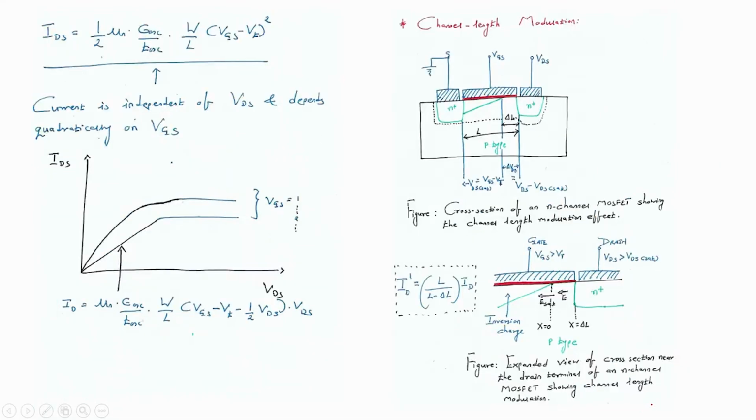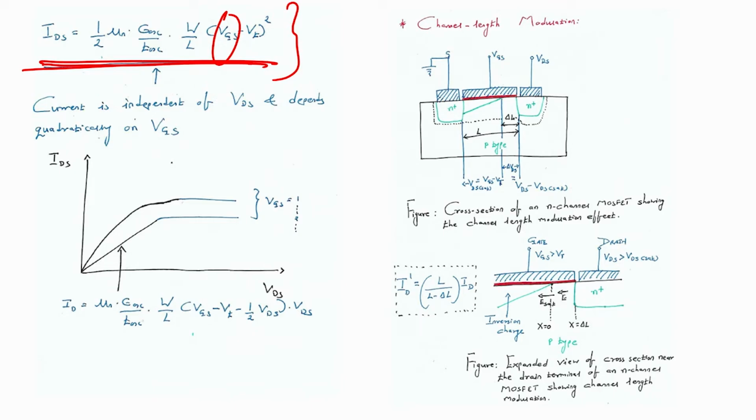When I do this, what I get is the formula IDS equals to half times mu n into epsilon x upon TOX. This OX is because of oxide, okay, into W by L VGS minus VT whole square. That means current is independent of VDS. You can see here, in this region IDS, current is independent of VDS, but depends only on VGS, okay. Easy, very easy, right, extremely easy.